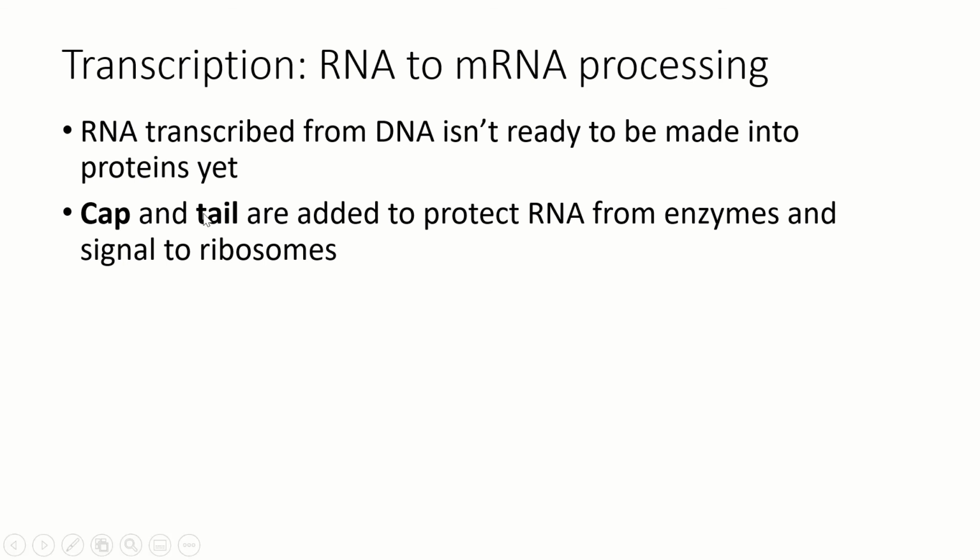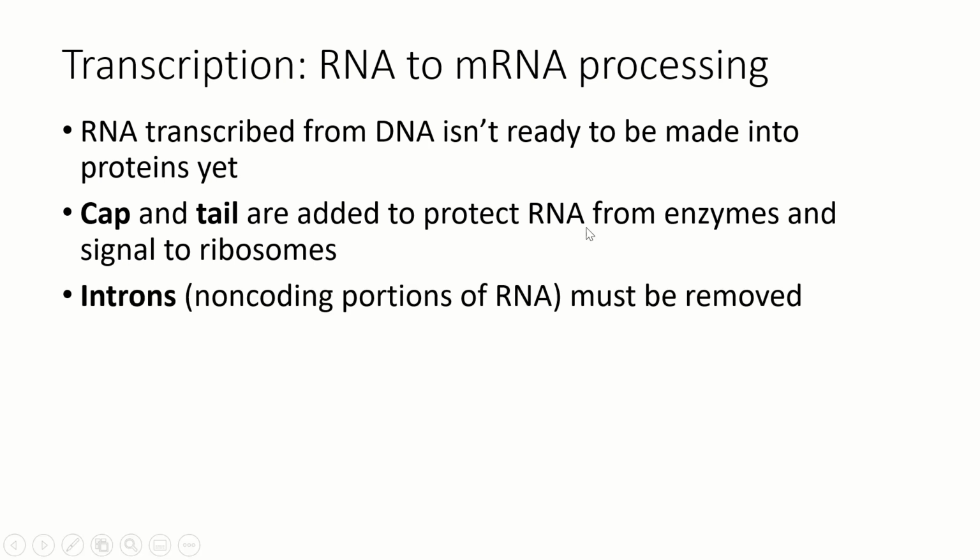And then the tail is just extra RNA. It's called a poly-A tail. It's just a bunch of adenines at the end, just to signal to things and to tell the ribosome you're done. Okay. Introns have to be removed. And this is a little bit of a head scratcher.